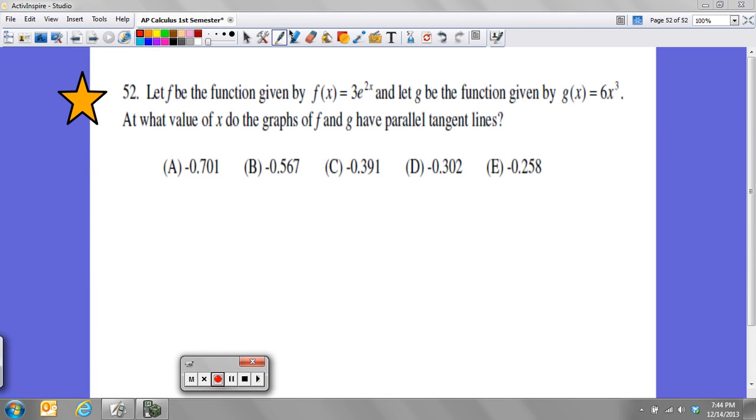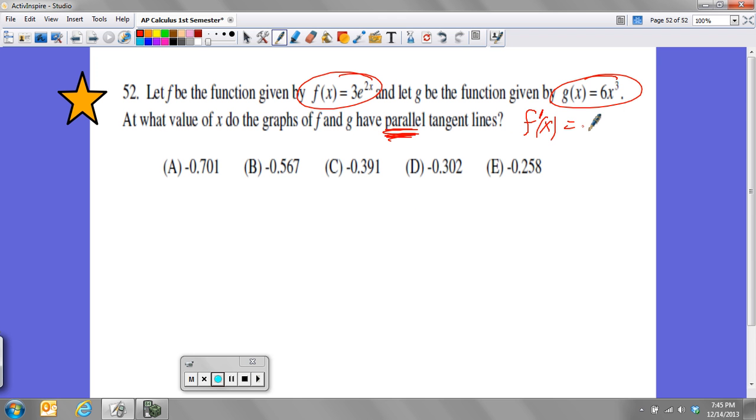Okay, so number 52, we're trying to see where f of x and g of x have parallel tangent lines. So not the functions themselves, but where the slopes of their tangent lines are parallel. So I need to find where f prime of x is equal to g prime of x. This particular x value is what we're going to look for from a to e, which will tell us when these slopes are equal.